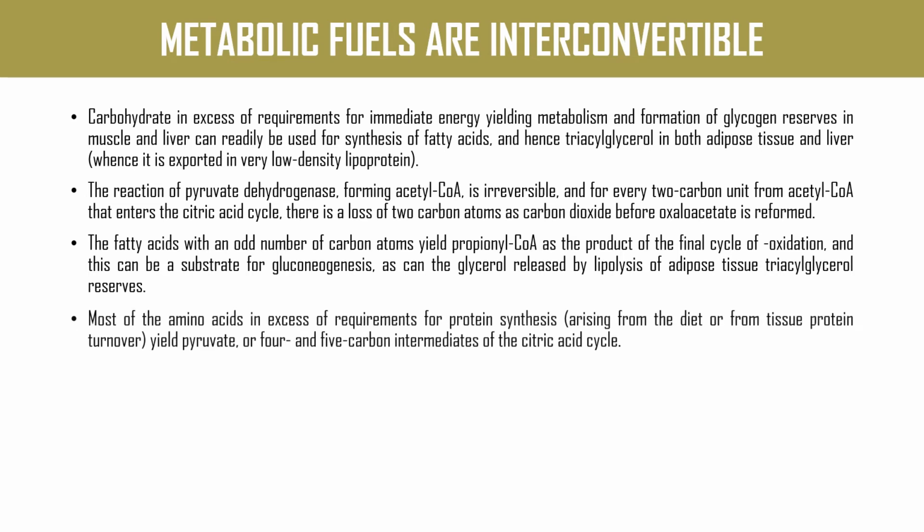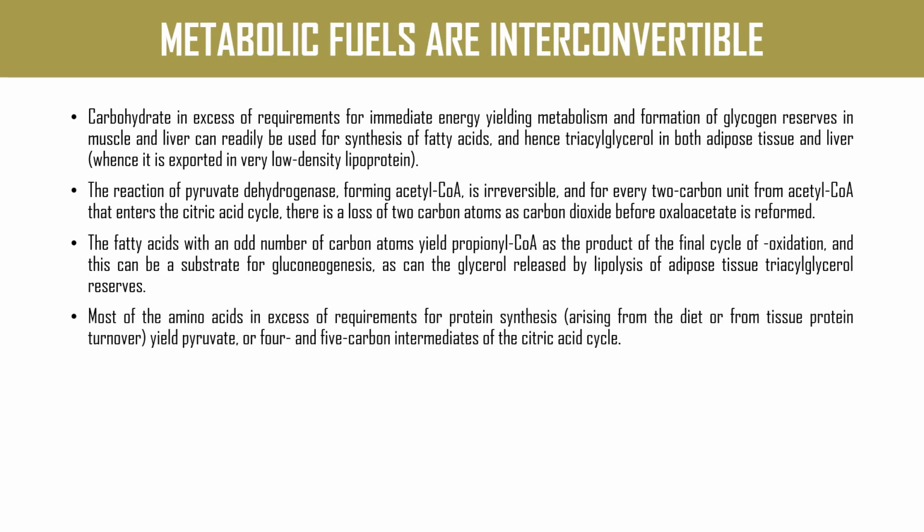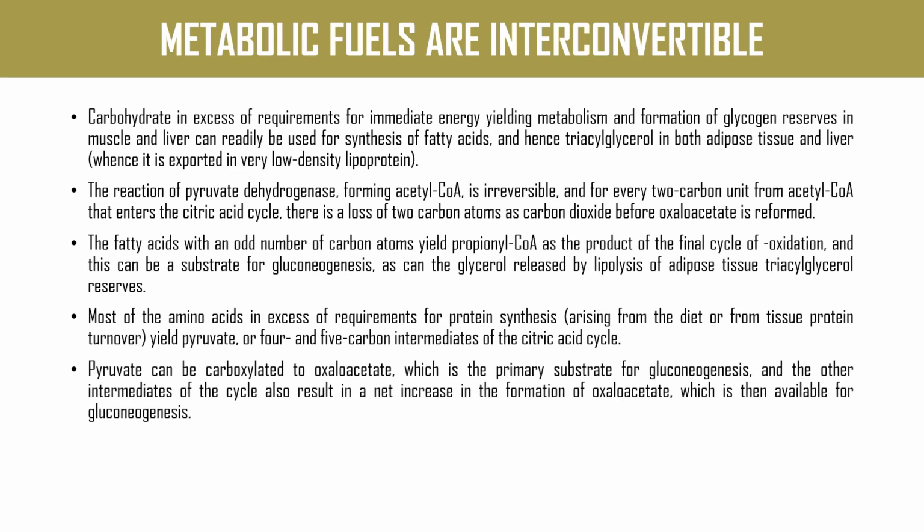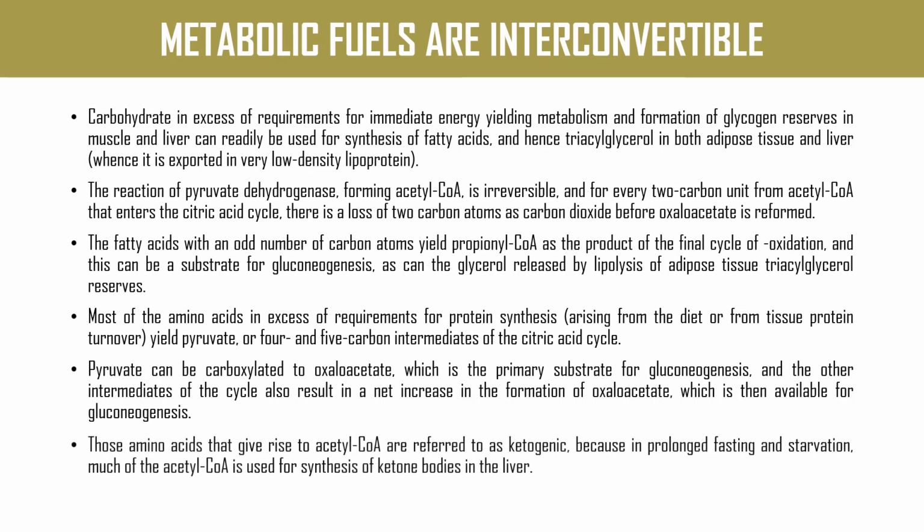triacylglycerol reserves. Most of the amino acids in excess of requirement for protein synthesis, arising from the diet or from tissue protein turnover, yield pyruvate or 4 and 5 carbon intermediates of the citric acid cycle. Pyruvate can be carboxylated to oxaloacetate, which is the primary substrate of gluconeogenesis, and the other intermediates of the cycle also result in a net increase in formation of oxaloacetate, which is then available for gluconeogenesis.